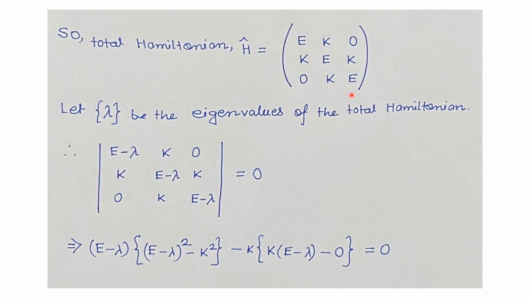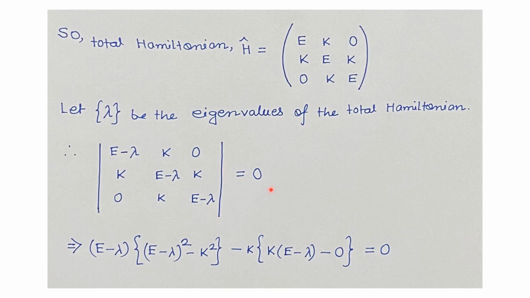Now this is a 3 cross 3 matrix, so if we want to find the eigenvalues for this matrix, we will get 3 different eigenvalues. So let the set of lambda be the eigenvalues of the total Hamiltonian h cap. We know how to find the eigenvalues, so we will not discuss that in detail, and will directly go with the mathematical formulation. To find the eigenvalues, we will take this determinant, that is E minus lambda k 0, k E minus lambda k, 0 k E minus lambda, and set this determinant equal to 0.